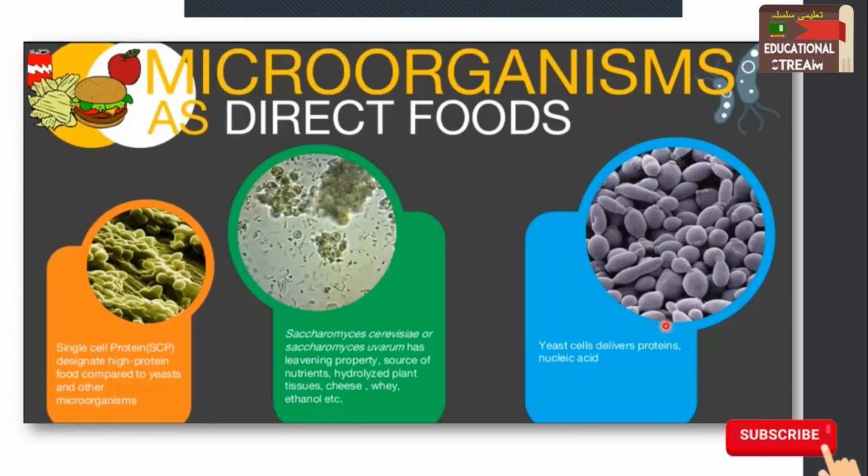Next, microorganisms as direct food. Single cell proteins are designated as high protein food compared to yeast and other microorganisms. These single cell proteins are synthesized at industrial scale, and are supplied to those individuals who have deficient resources to take proteins. So as an alternate, single cell proteins are given to them. Then Saccharomyces cerevisiae, which is the most common type of yeast, has leavening properties, a source of nutrients, hydrolyzed plant tissue, cheese, whey and ethanol.